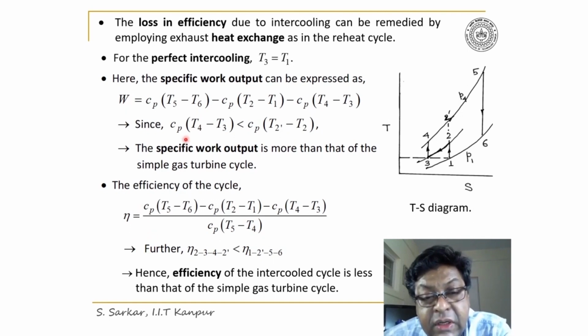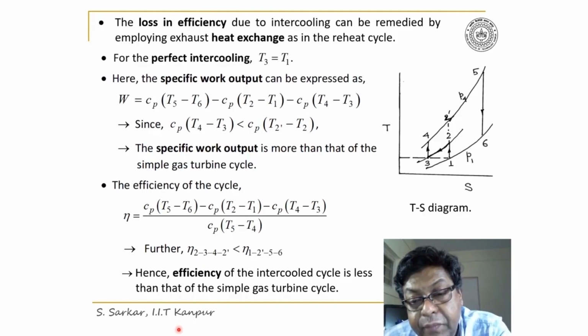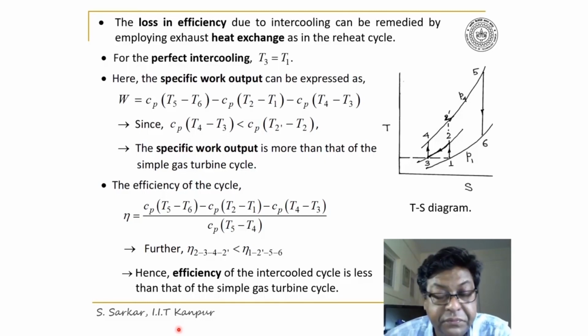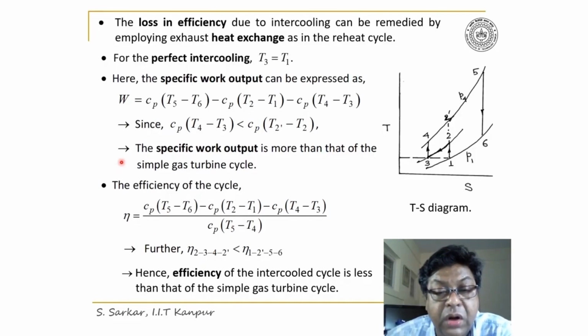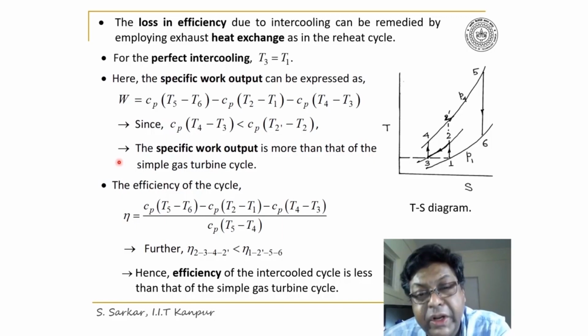Therefore, Cp into T4 minus T3 is less than Cp into T2 dash minus T2. Thus, some work has been saved because of intercooling, and thereby the specific work output for the intercooled cycle is more than that of the simple gas turbine cycle.